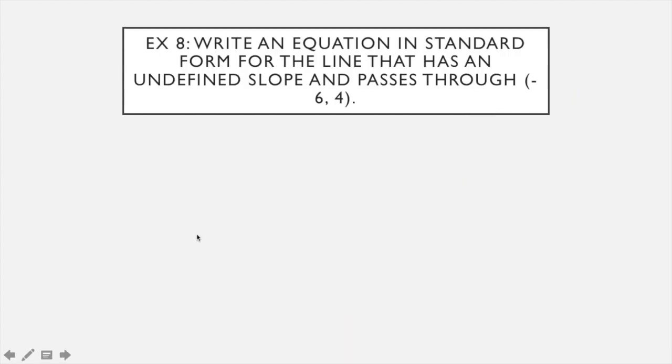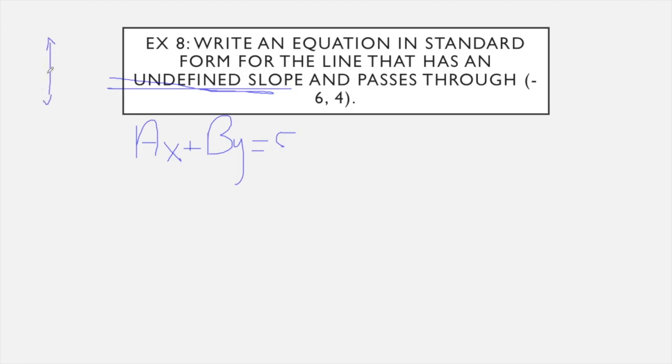Okay, for this one, you want to write this equation. Notice it says standard form. So we practiced that. We know what this means. But let's pay attention to what is given in our example. They tell us it has an undefined slope. Undefined means a line that goes vertical, straight up and down. Something like this.